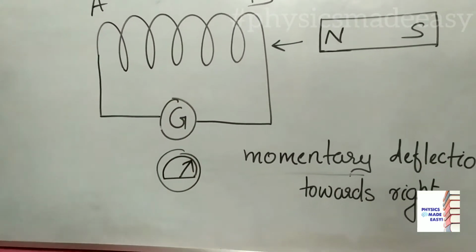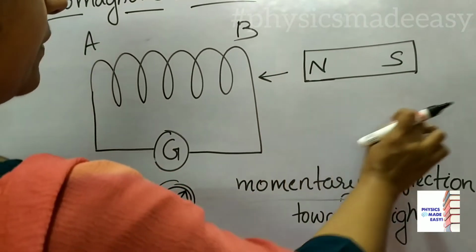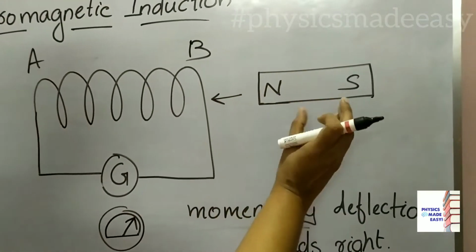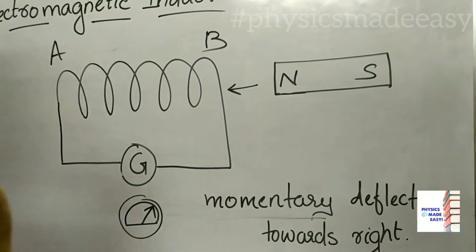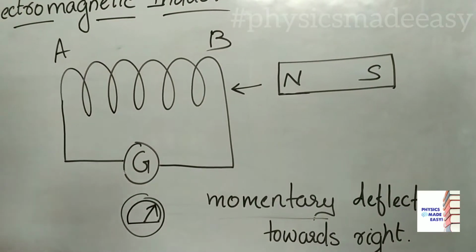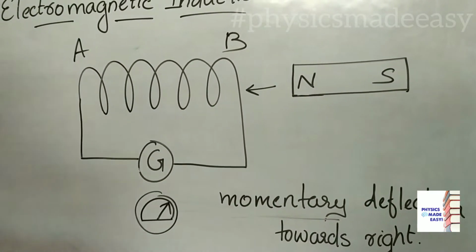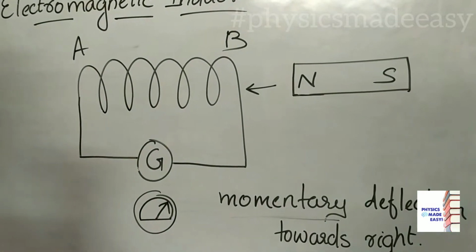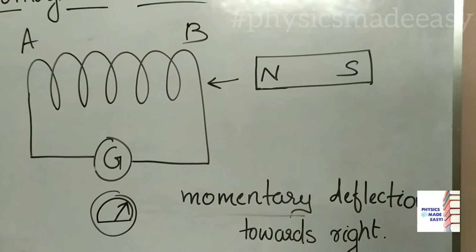Children, from that we can say, you can see a bar magnet here. Surrounding this bar magnet, there will be a magnetic field. If this magnet is moving towards the coil, there are some changes in this magnetic field. Due to that change in the magnetic field, a current will be generated in this coil. That's why you can see a deflection in this galvanometer.